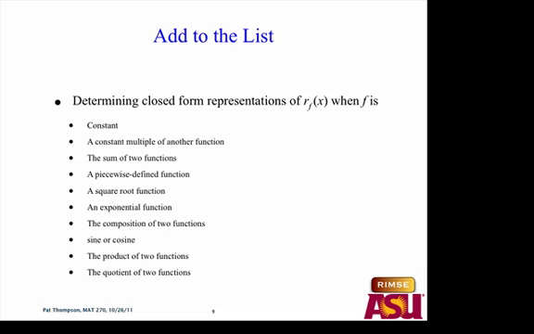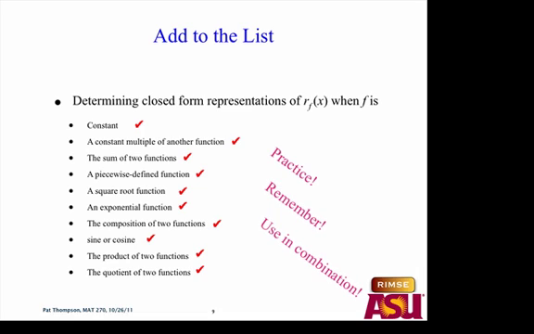Okay, so here's what we got so far. We know how to do rate of change of a constant function, constant multiple, sum of functions. We didn't do piecewise, okay? Square root function, exponential function, composition or chain rule, sine or cosine. Now we've got product and quotient. So a mastery test is about what? It's about practicing these. It's about remembering the rules and using the rules in combination. This is the mastery test.